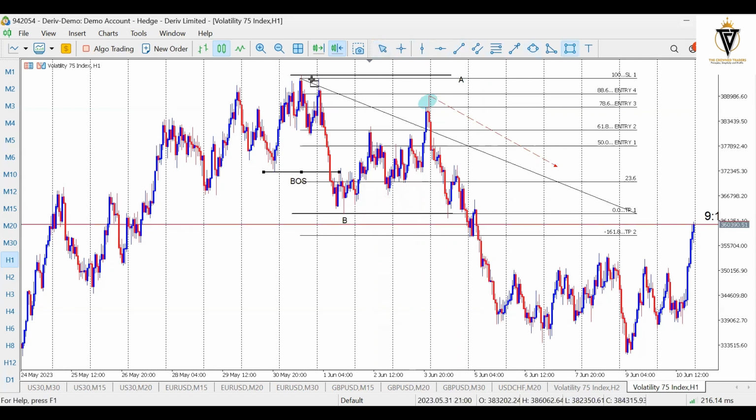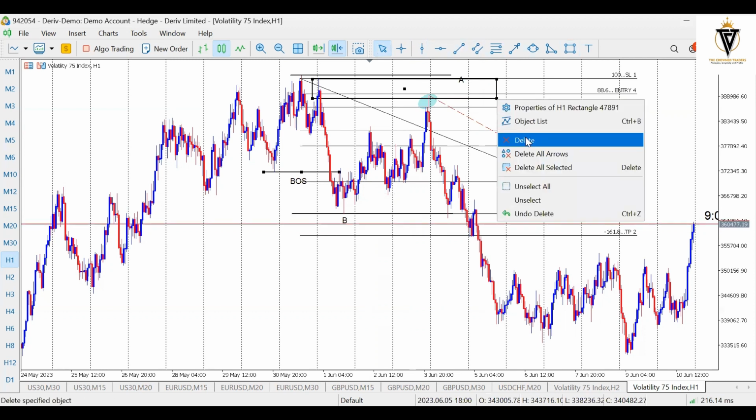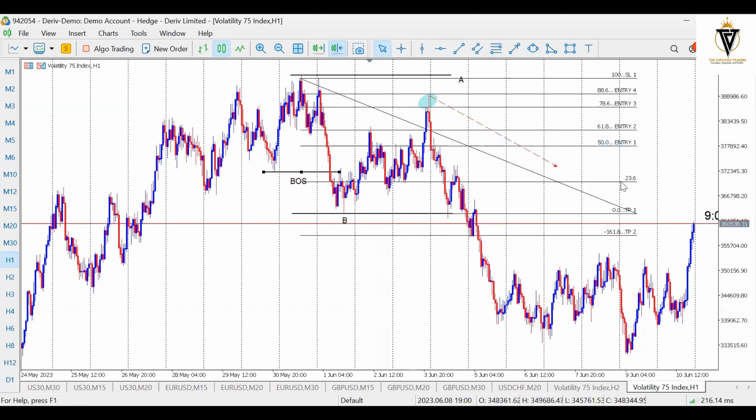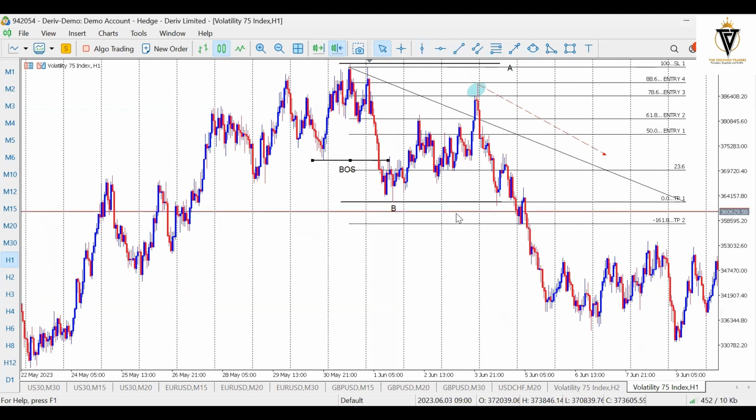And you see that there is an order block here that you use for that trade to the downside. All right, guys, this is a bearish scenario. So let's look for a bullish scenario.